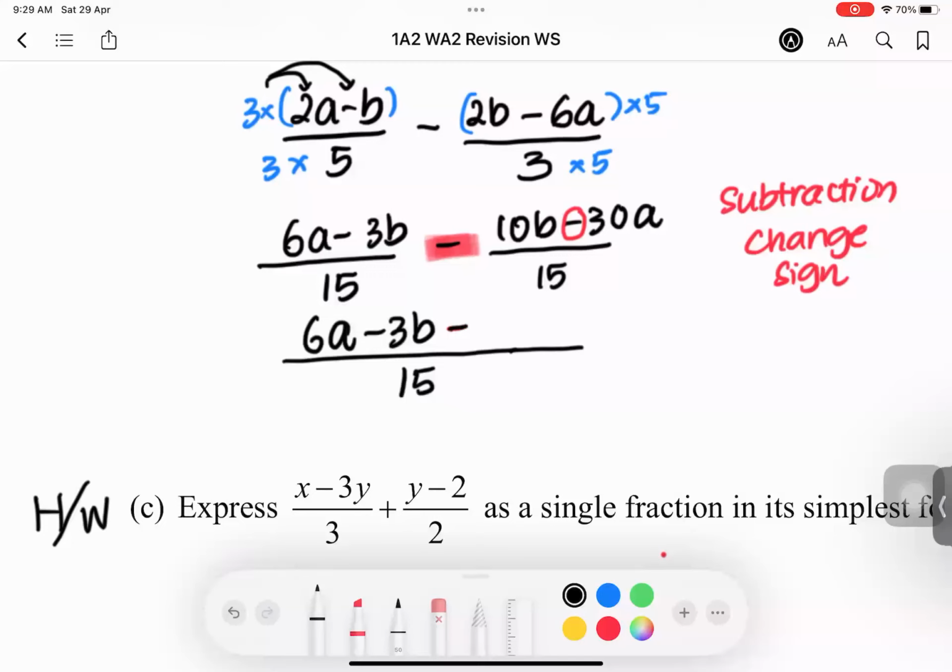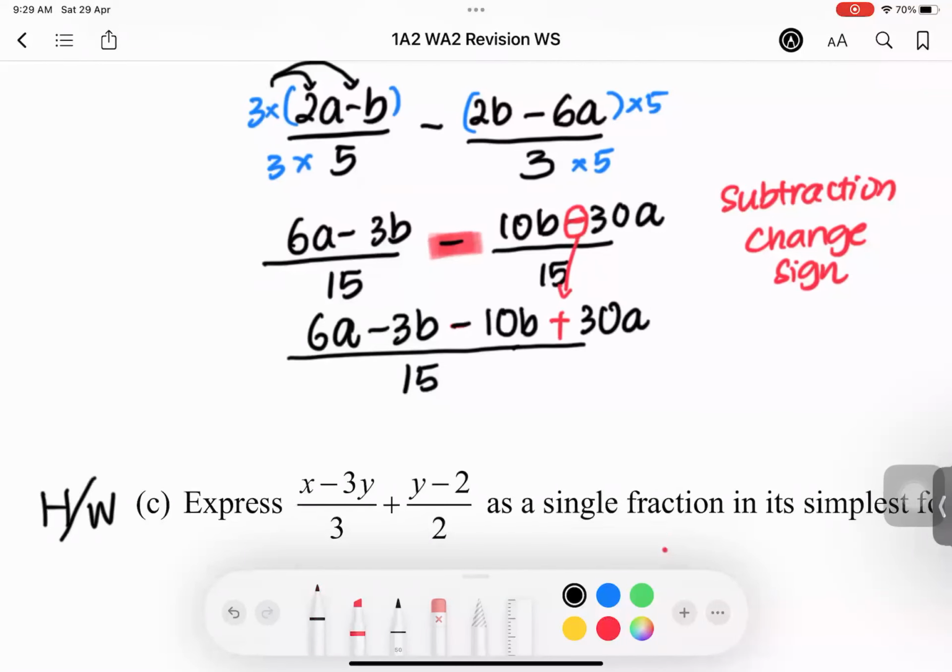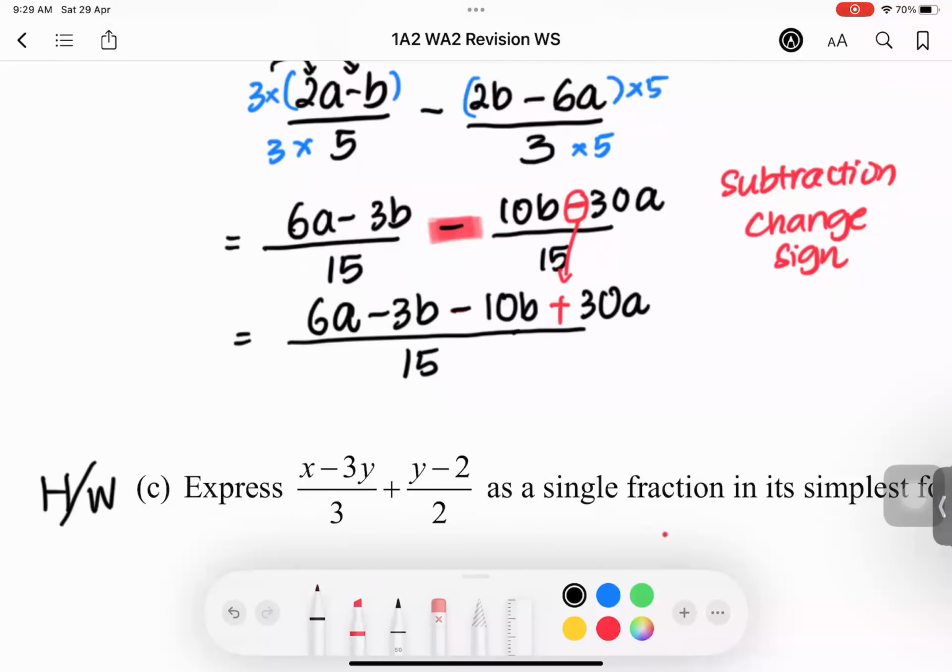B minus. No. Minus 10B. Change sign, much better, change sign. So it's minus 10B. Then this one will become? Plus. Yeah, plus 30A. Good. Then now we combine them together.